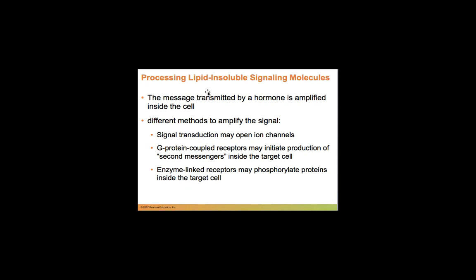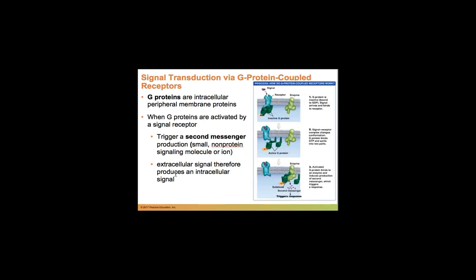So the message that is going to be transmitted by the hormone is essentially going to be amplified in the cell. I mentioned before that hormones are in low concentrations. This signal transduction system is going to amplify that tiny concentration of hormones. We have different methods in how we can amplify the signal. It could be a signal transduction cascade in which many ion channels are going to get opened. It could be activated or amplified through a G protein coupled receptor, or it could be through an enzyme linked receptor. So let's first talk about our G protein receptors.